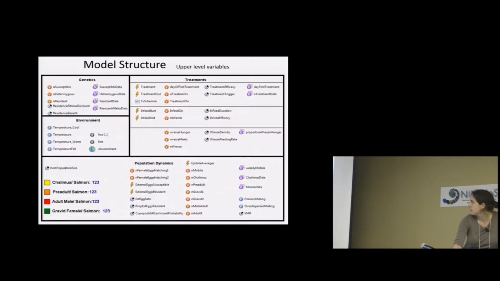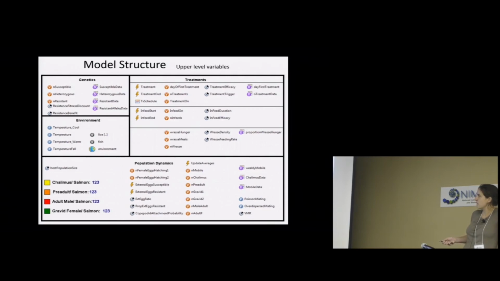At the upper level of the model, we can control variables that affect the entire population. So at the environmental level, we can have different temperature scenarios, cool temperatures, warm temperatures. In terms of our treatments, we can have different values for our treatment efficacy. We can have different algorithms for when treatments are applied, depending on the number of individuals in the population. We can have in-feed treatments. We can have cleaner fish. And then we can also alter our population dynamics.